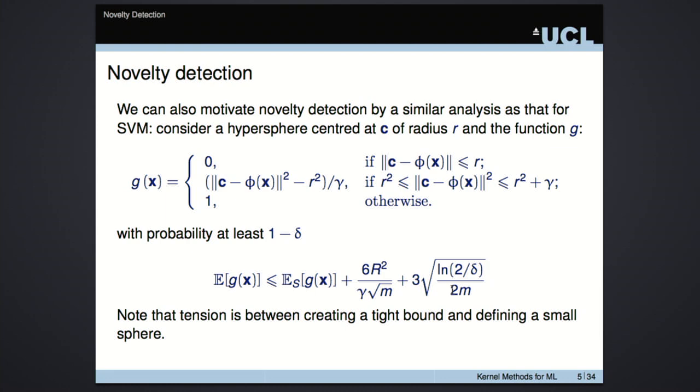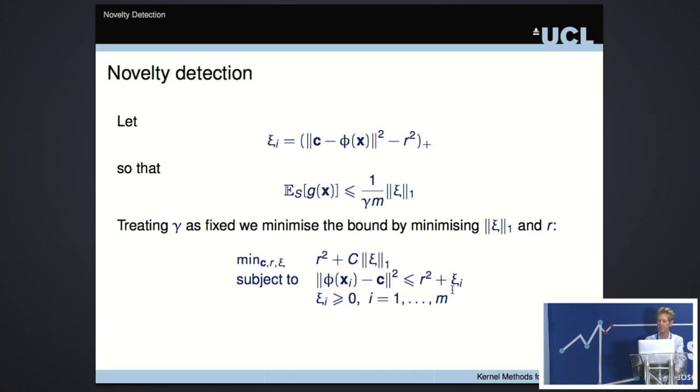Okay, so that is the bound and the function that we would like to optimize. And now we just translate that bound into a set of criteria.